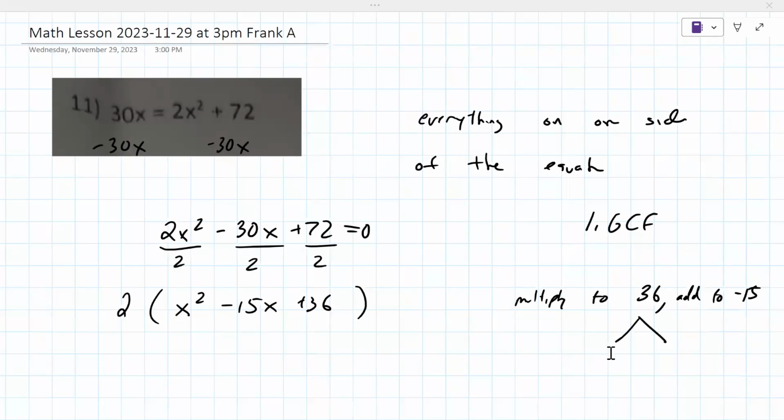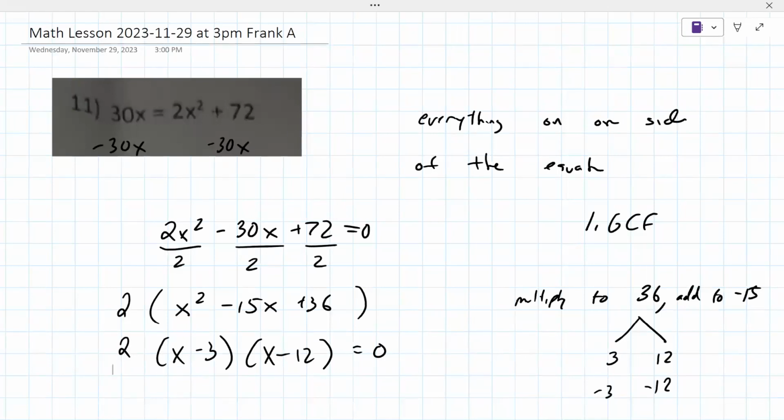Okay, I agree. Now, if they're both positive, that gets you to 15. So if they're both negative, so that is the answer. So it becomes x minus 3, x minus 12 equals 0. Things like that. Okay.